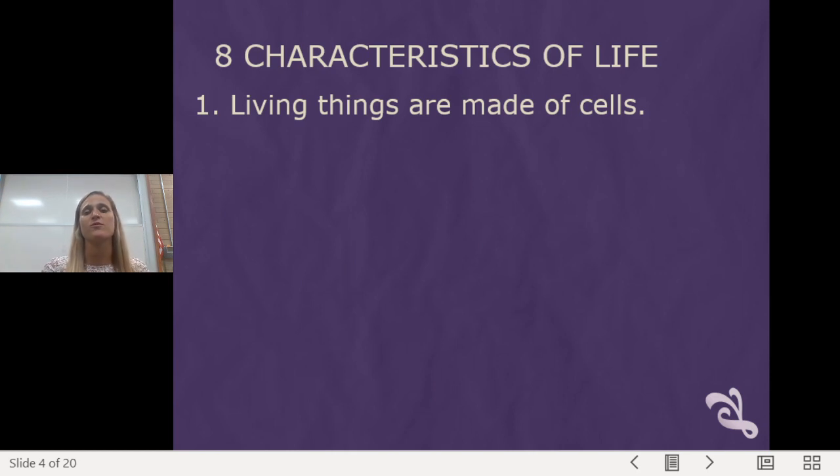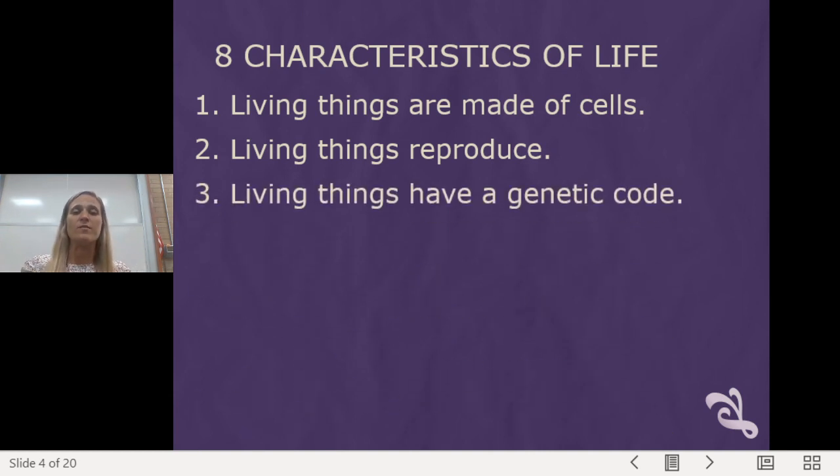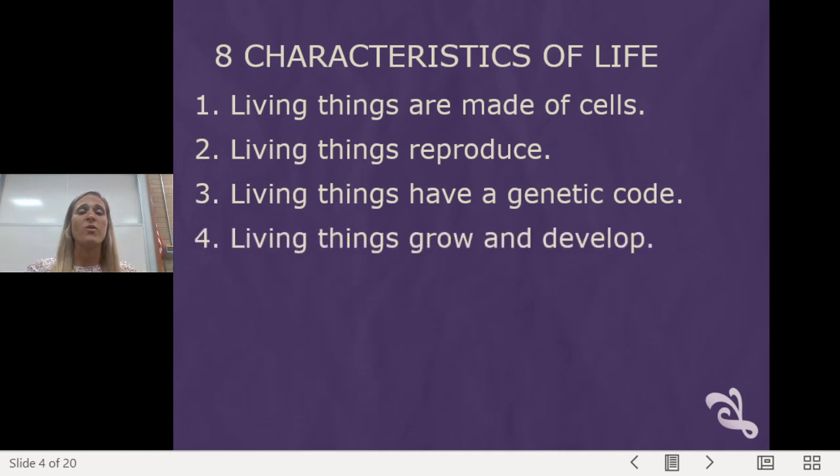So number 1, the first characteristic of life is that living things are made of cells, okay? No matter what, in order to be considered a living thing, it has to be made up of cells. Number 2, living things can reproduce. They can produce offspring. Third, living things have a genetic code, so DNA. Okay, they have a code for what they're going to look like, how they're going to be structured. Living things grow and develop, so they don't just get bigger, so growth is getting larger, but they also develop, so they get larger and change over time.